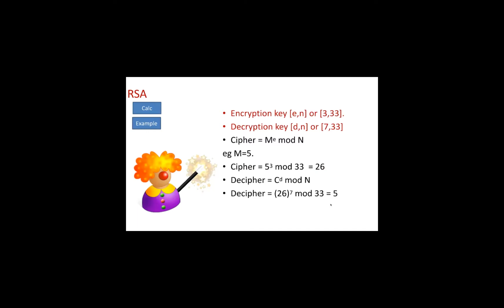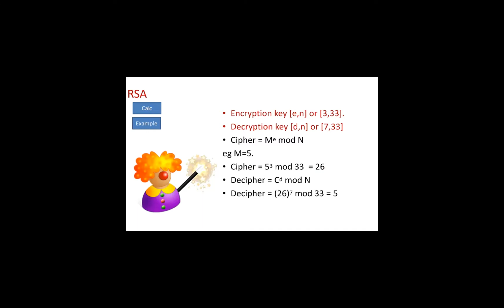So we use an exponential cipher. So we take our message and we raise it to the power of E, take mod n. So that's, say, 5 to the power of 3. Mod 33 is 26. To decipher, we take the cipher, raise it to the power of D, take mod n, and hopefully we'll get the original value back again.